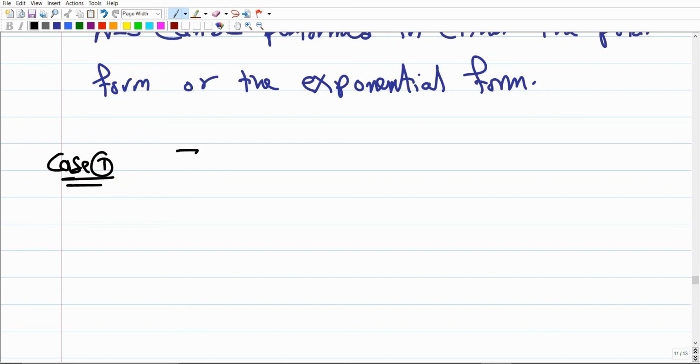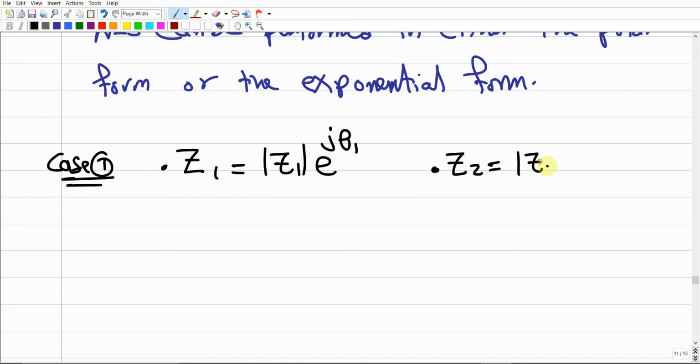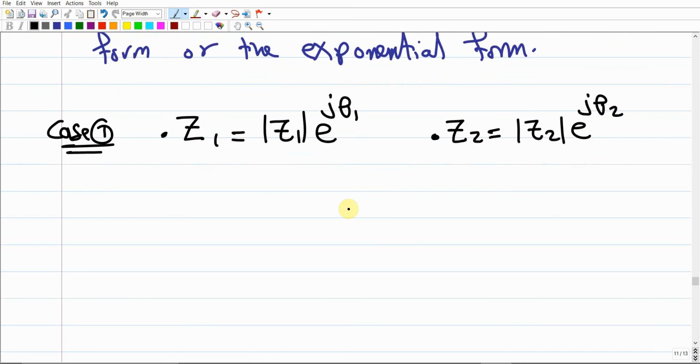How about if z1 is already given as the magnitude of z1 e^(jθ1), so it is already given in the exponential form, and z2 is also already given in the exponential form as the magnitude of z2 e^(jθ2). Two complex numbers in the exponential form. So their multiplication or their division.